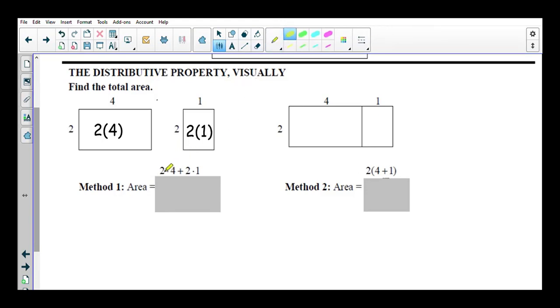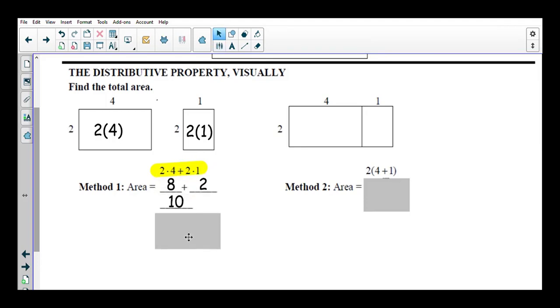Down below, we have 2 times 4 plus 2 times 1, since we're trying to find the total area. Let's actually calculate that. 2 times 4 is 8. 2 times 1 is 2. Add those together to get a total area of 10. 10 units squared, whatever that may be, feet squared, inches squared, meters squared.